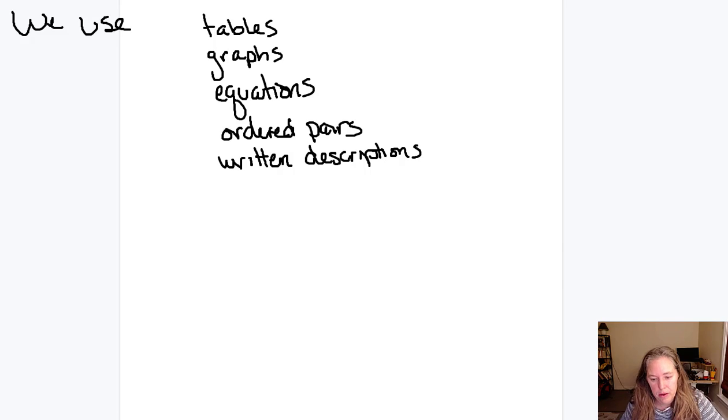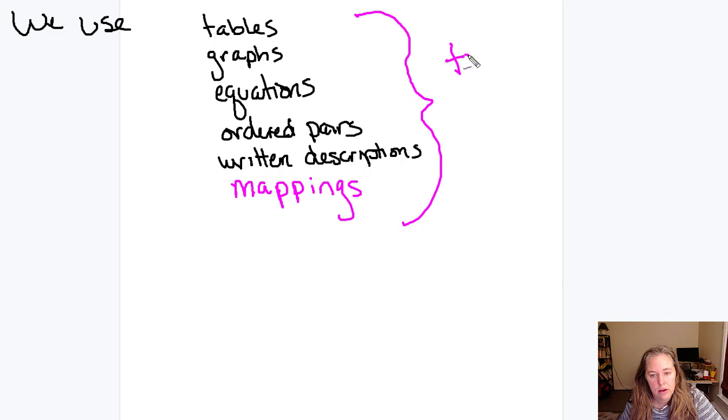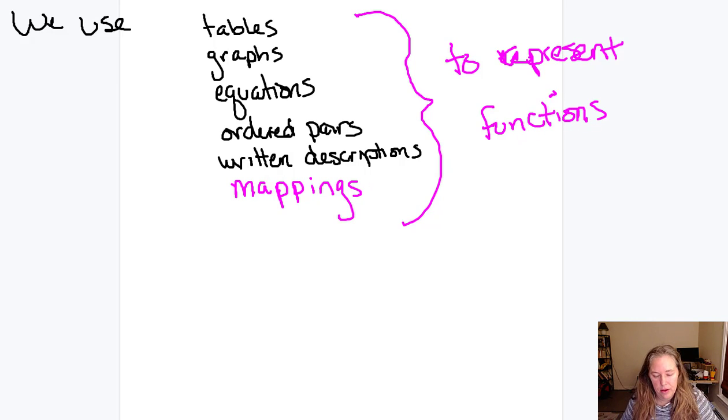and there's a new one, mapping. We use all of those things to express, to represent functions. I meant to do that part in black. See, I have all this stuff I was supposed to click black on. You guys get the idea. I'm not going to go over that.